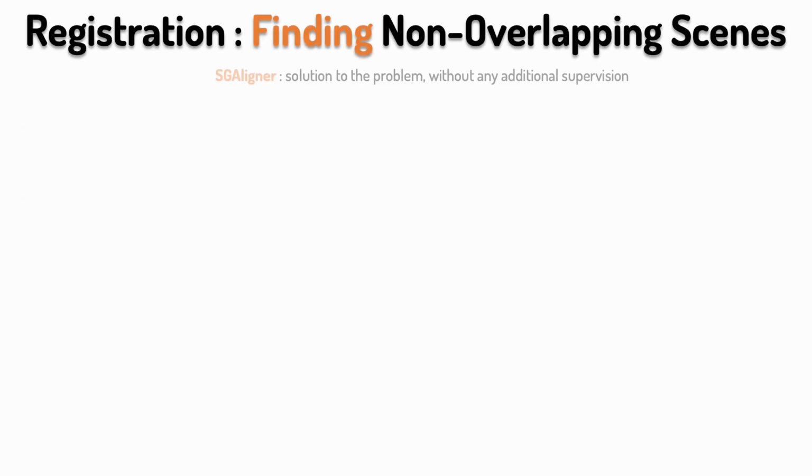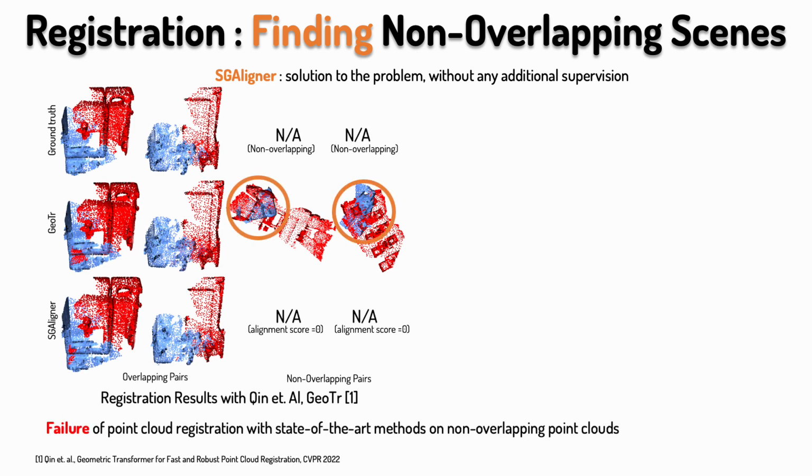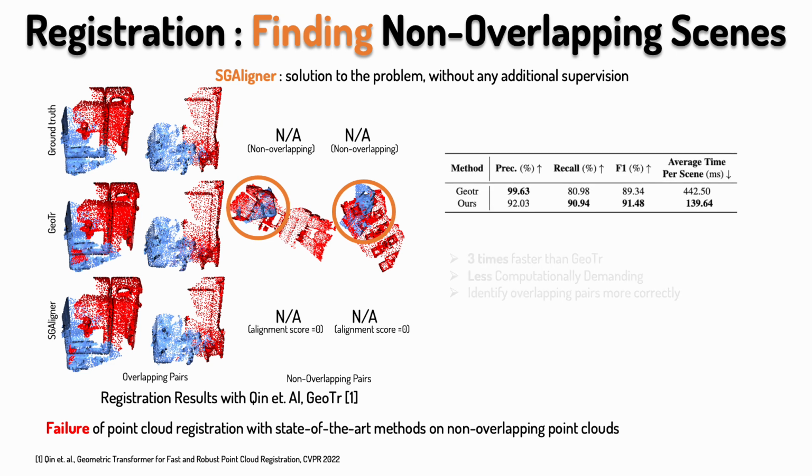In practical applications, we do not always know if two scenes are overlapping or not. While standard registration approaches compute a matchability score, they typically train and test only on overlapping scenes. We showcase registration failure with state-of-the-art methods on non-overlapping point clouds. On the contrary, our alignment score is 0 in such cases, thus removing the need for registration. Our approach runs 3 times faster than GeoTransformer and leads to comparable performance while being able to identify overlapping pairs more correctly.